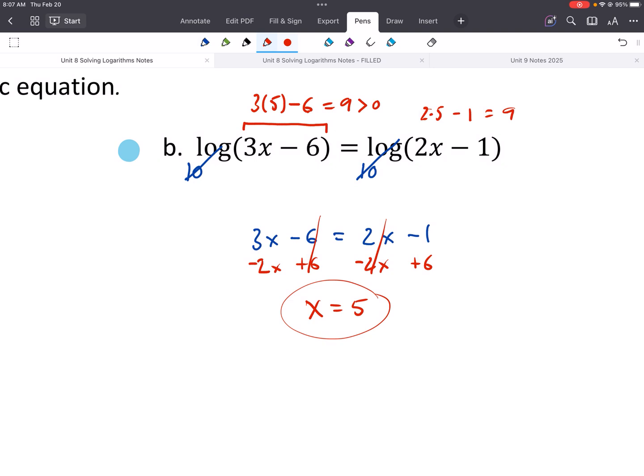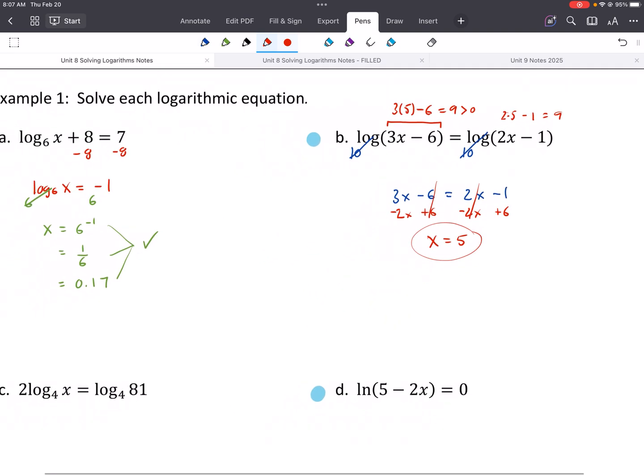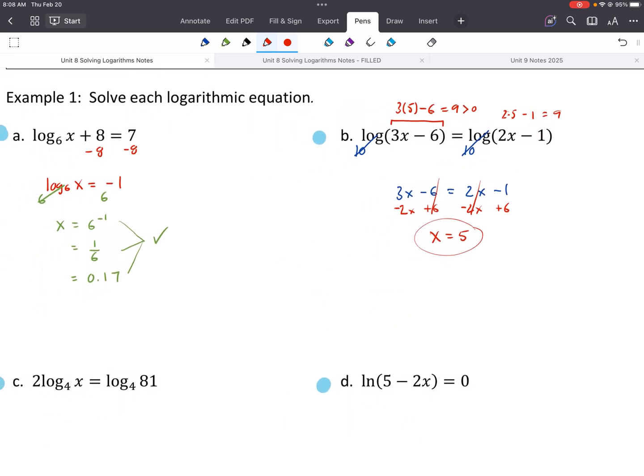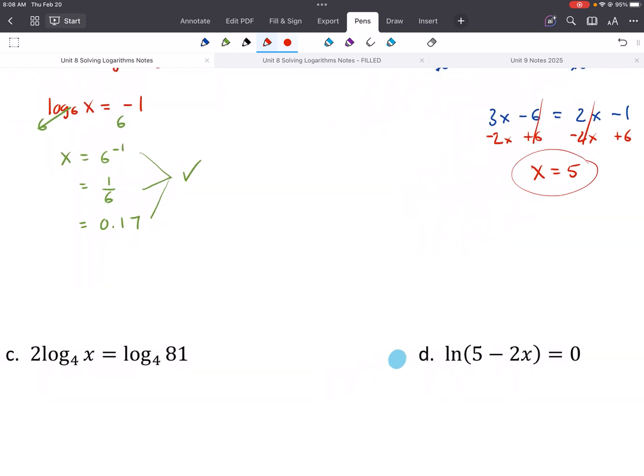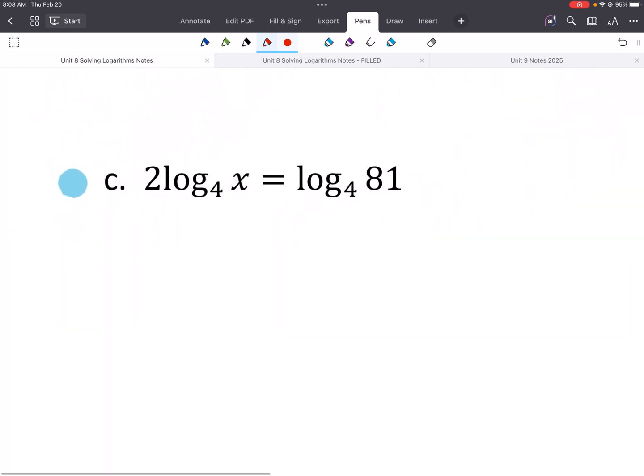Okay, so just be aware of that. If you ever get an answer and you're fairly certain that you have your right solution, but it tells you it's wrong, you might want to check and see if you have an extraneous solution. Okay, I'll give you an example of that right here.